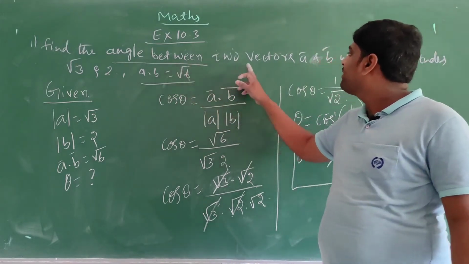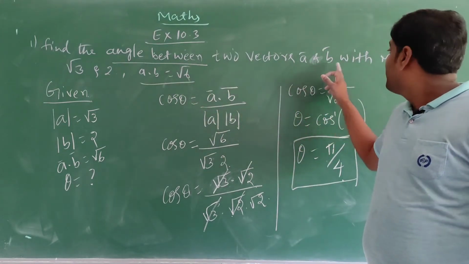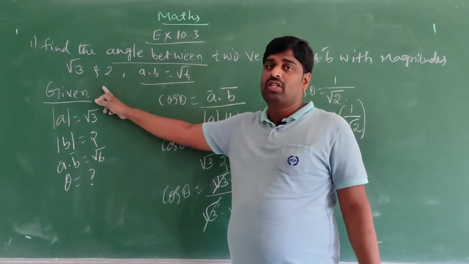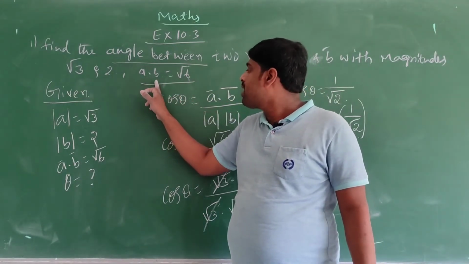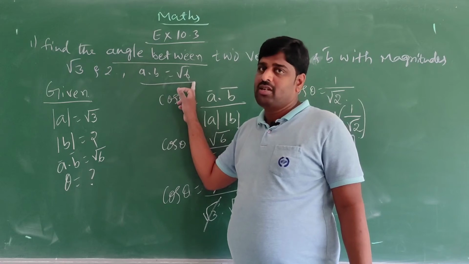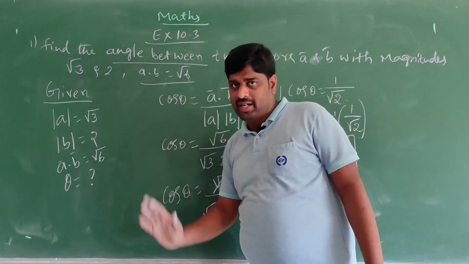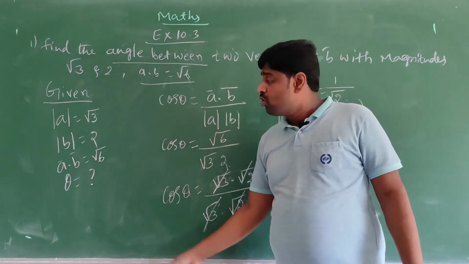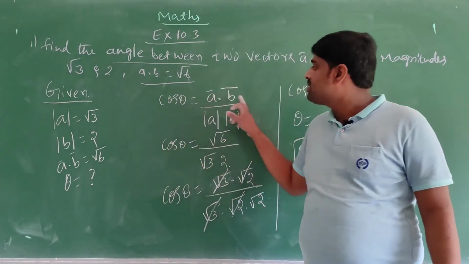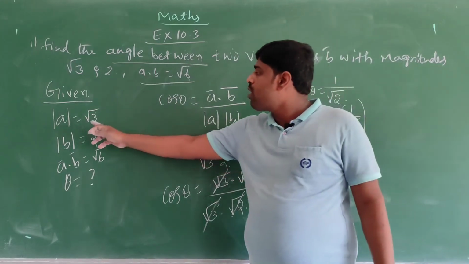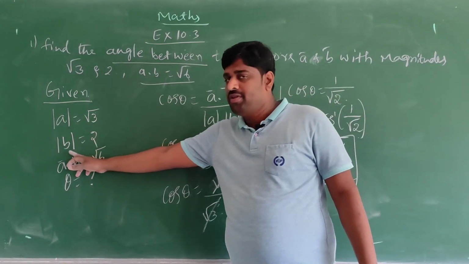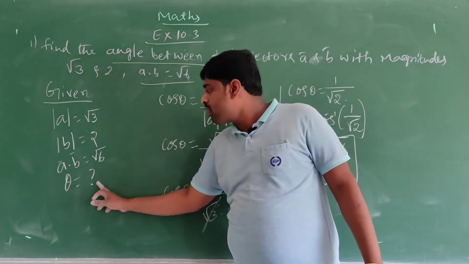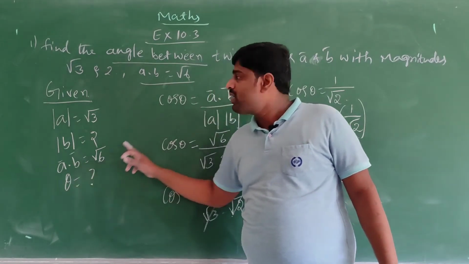Find the angle between two vectors, that is A bar and B bar having magnitudes root 3 and 2. A bar dot B bar is root 6. So what is given? First you have to write separately one column, and what is not given you have to write. To find that, any formula is there, you have to search. So magnitude of A bar is given, magnitude of B bar is given. A bar dot B bar is root 6. So what do you want to find out? Theta.